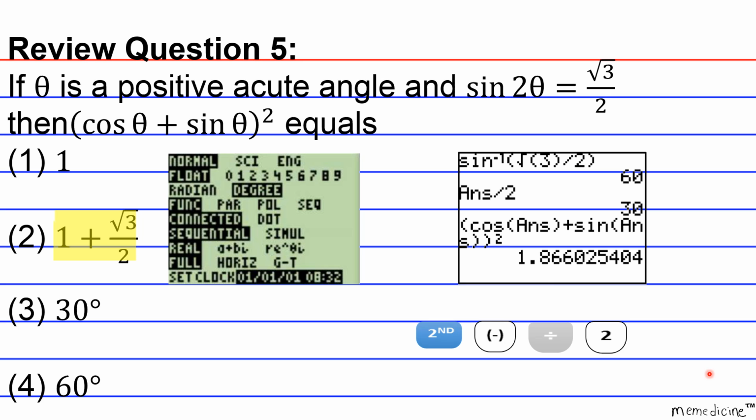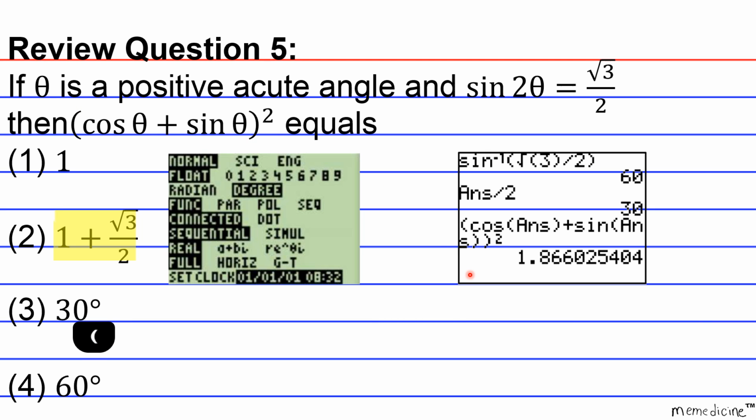And so you press enter, and then the 30 is loaded. Okay? So the last and final step that you're going to do, which may be the longest, but it's not the hardest, just have to keep things neat, is you're going to figure out the cosine of theta plus the sine of theta squared. Okay?